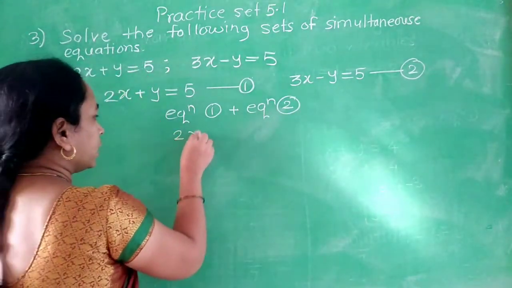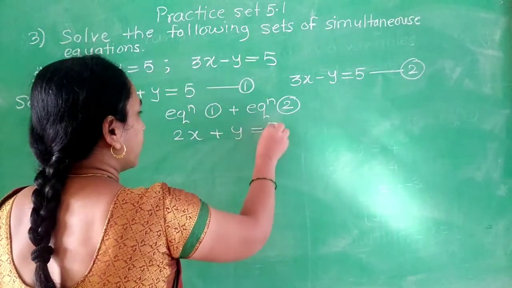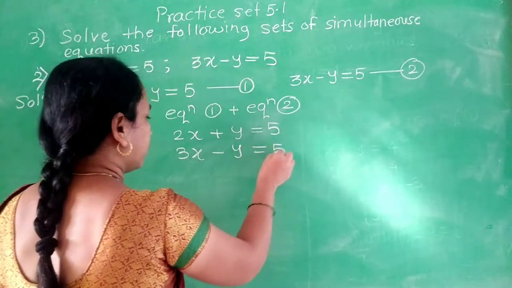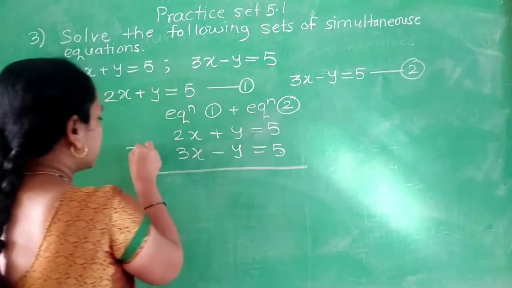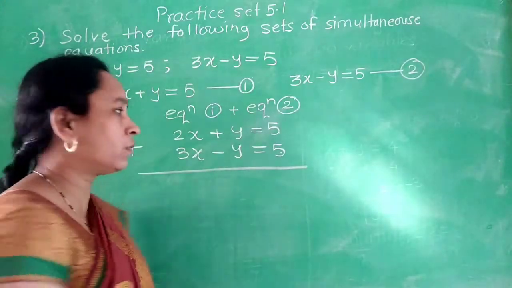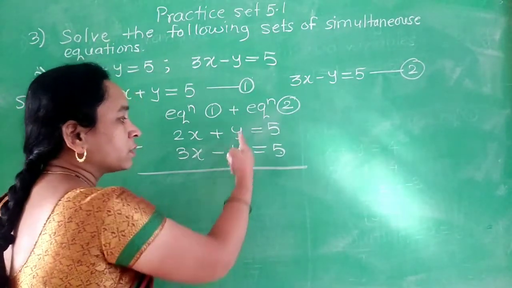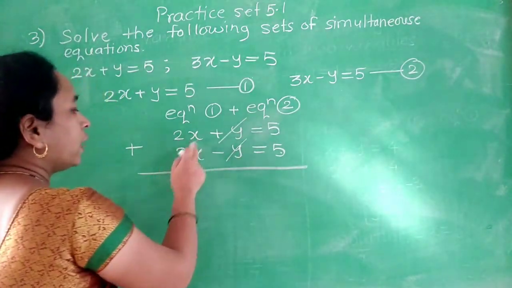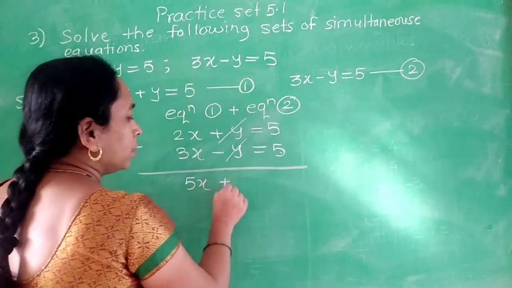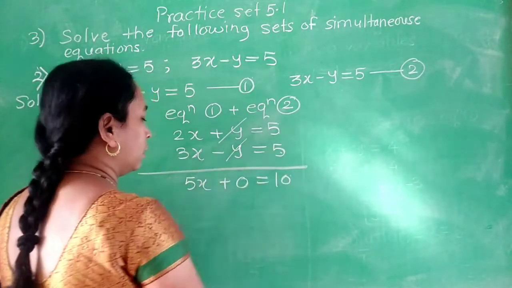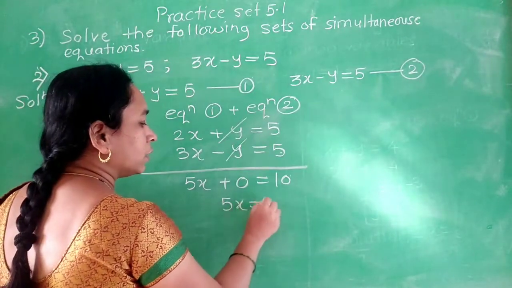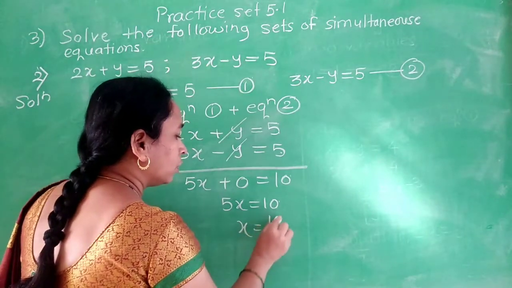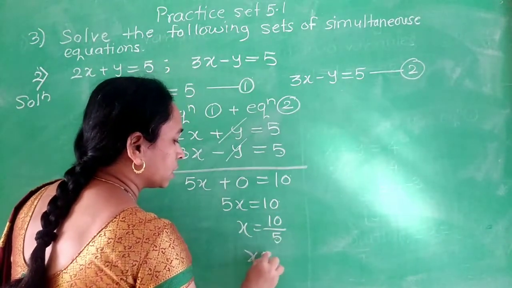When I add these two equations, then plus y will be cancelled with minus y. So here 2x plus y is equal to 5. 3x minus y is equal to 5. So when you add these two, the sign will remain as it is, and because of that, plus y and minus y will be cancelled with each other, and the value will be 0 below. 2x plus 3x, 5x plus 0 is equal to 10. That means 5x is equal to 10, and if you transfer 5 on that side, x is equal to 10 upon 5, so x is equal to 2.